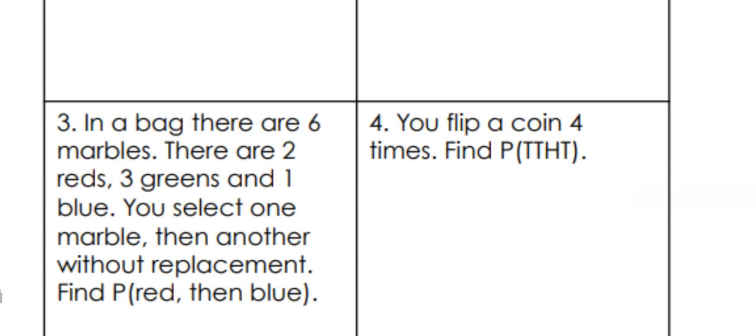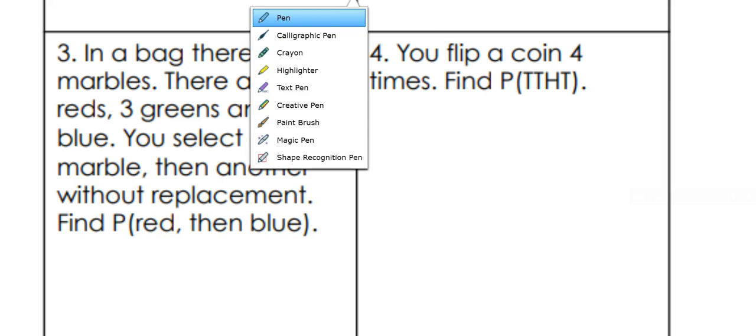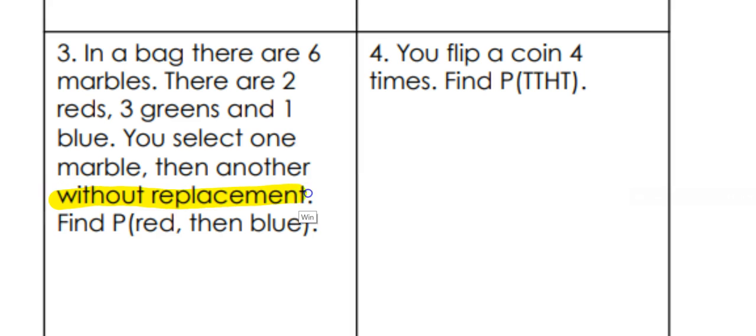Let's look at the next one. In a bag, there are 6 marbles. There are 2 reds, 3 greens, and 1 blue. You select 1 marble then another, and here's that key again, without replacement. So we're going to find the probability of getting a red, then a blue. We're not replacing it, so whatever we take out, we're leaving out. So this is going to be dependent, because the probability of getting blue is impacted by the actual selection of red.